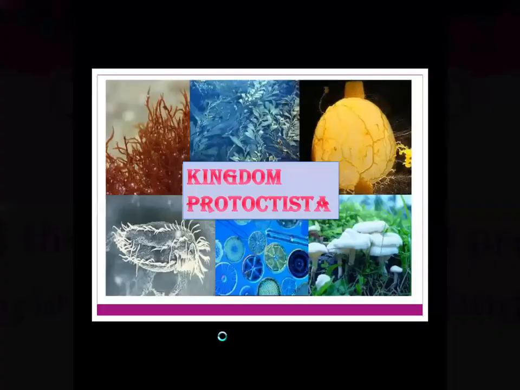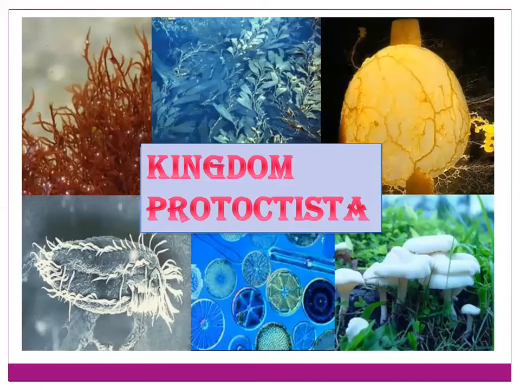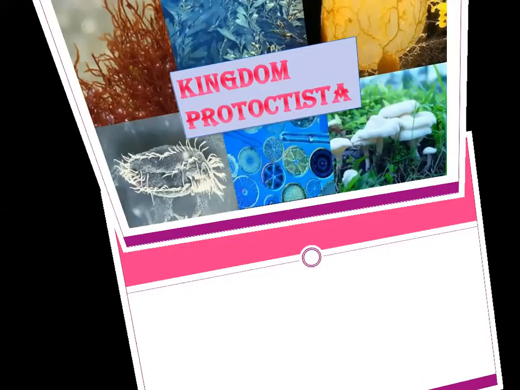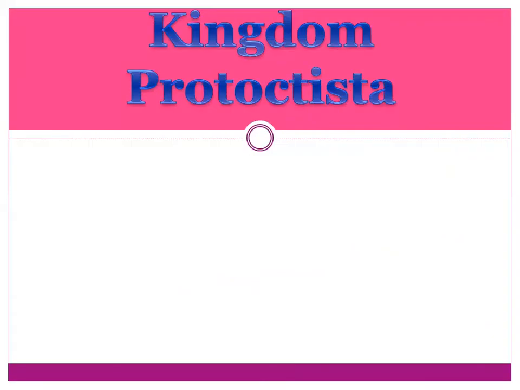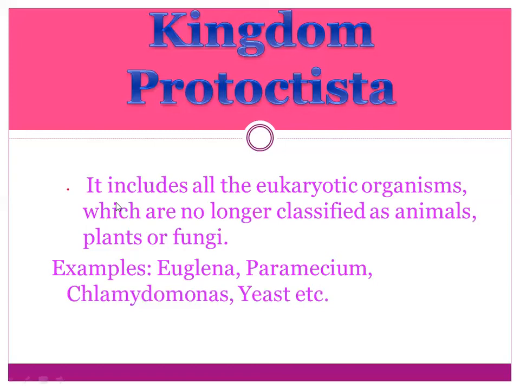The next kingdom, according to Margulis, is kingdom protoctista. Kingdom protoctista includes all the eukaryotes. Again, eukaryotic means they have a nucleus. It includes all the eukaryotic organisms which are no longer classified as animals, plants, or fungi.